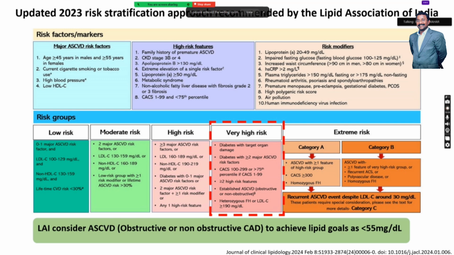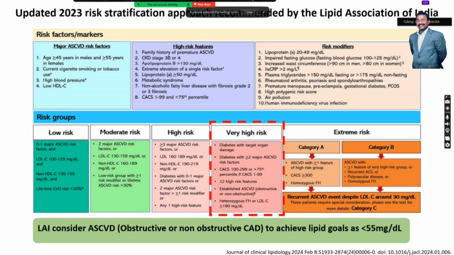80% of Indians have low HDL cholesterol. Smoking and blood pressure are the other 2 major atherosclerotic cardiovascular risk factors. If you see the high risk features, a family history of premature atherosclerotic cardiovascular disease is also very common in our Indian population.